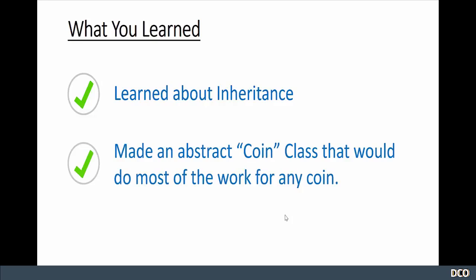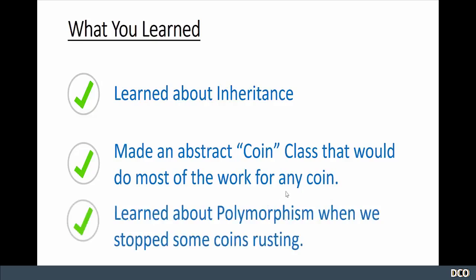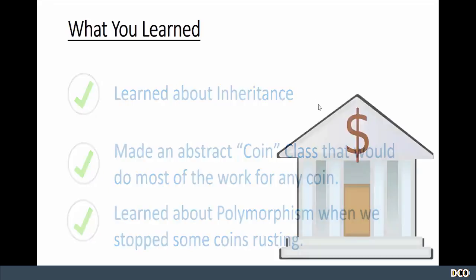So we made an abstract coin class that would do most of the work for any coin, and that worked great, except for when we had some of the coins, like the silver coins, like the 5 pence and the 20 pence, which actually wouldn't rust. And what we did was we used polymorphism to override the rusting behavior for those coins, so we could stop those specific coins from rusting. Now, polymorphism is where your methods have a different form, but they have the same name. And inheritance is where you get access to the functions and the variables that are in your parent class.